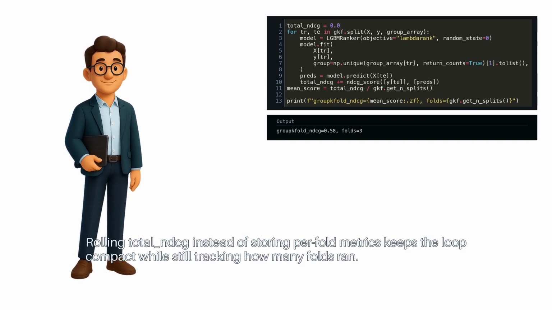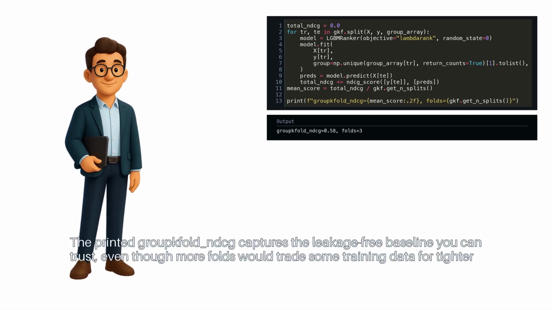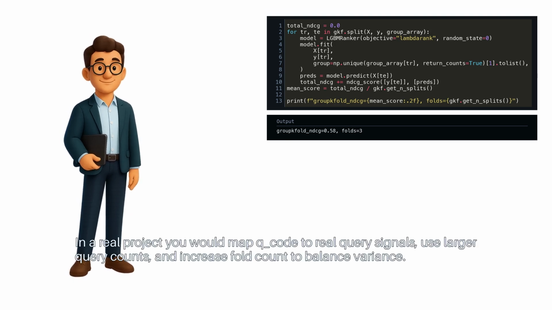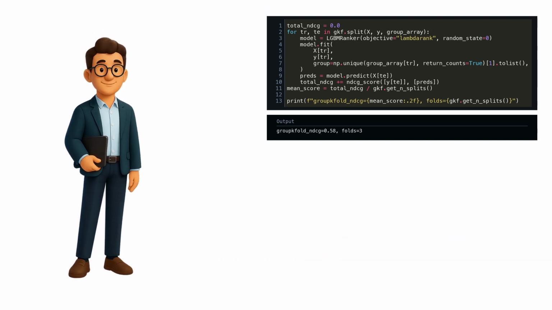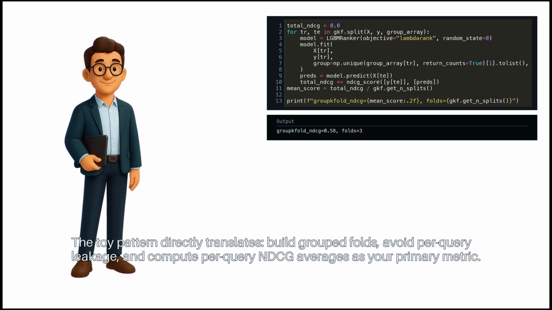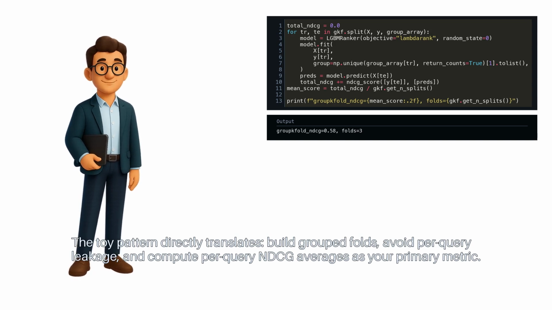Rolling total NDCG, instead of storing per-fold metrics, keeps the loop compact while still tracking how many folds ran. The printed GroupKFold NDCG captures the leakage-free baseline you can trust, even though more folds would trade some training data for tighter variance. In a real project, you would map Q-code to real query signals, use larger query counts, and increase fold count to balance variance. The toy pattern directly translates: build grouped folds, avoid per-query leakage, and compute per-query NDCG averages as your primary metric.